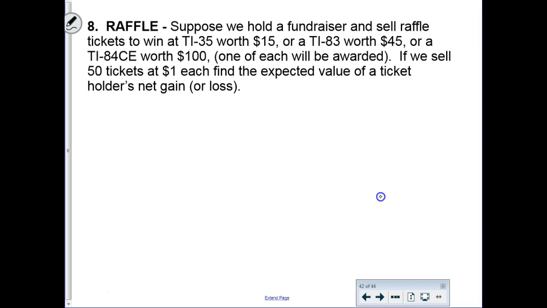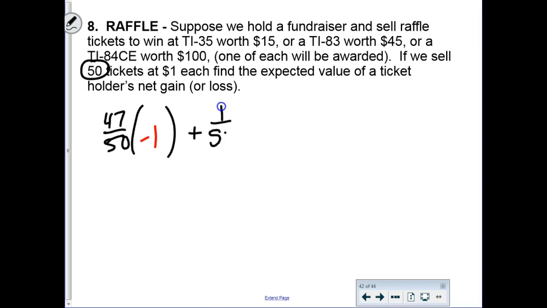Let's find the expected value of the ticket. All right, so what's the most likely outcome of this situation, guys? We're just going to buy the ticket and not win. So 50 tickets, and we have 1, 2, 3 winners, which means we have how many losers? 47 out of 50 chance of being a loser. And when you're a loser, what happens? You lost $1, so you're -1.